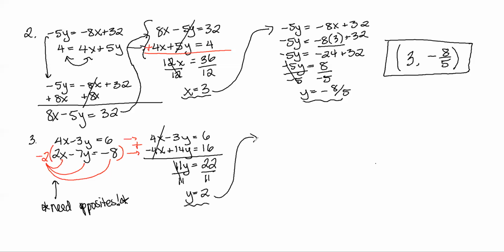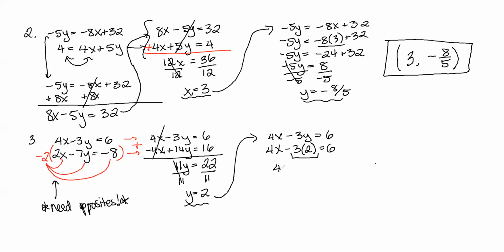And now we can go ahead and take this and plug it back into either equation. They're both kind of ugly to work with. We've got a negative 3y and a 7y. I'll just plug it into the first one because that 3 is smaller. But again, either one works. So we have 4x minus 3y equals 6. And we'll go ahead and plug our y in. So 4x minus 3 times 2 equals 6.